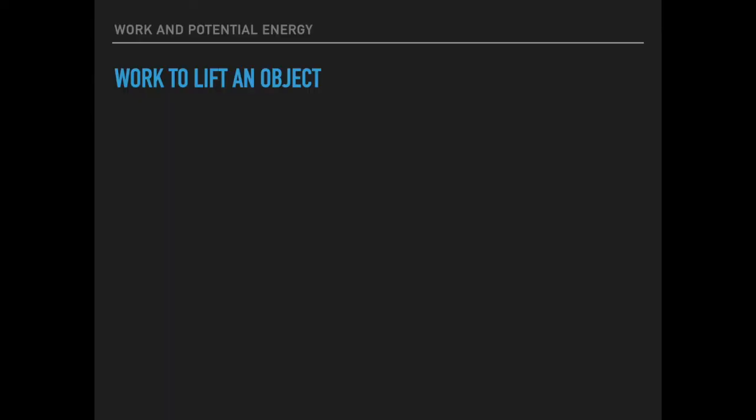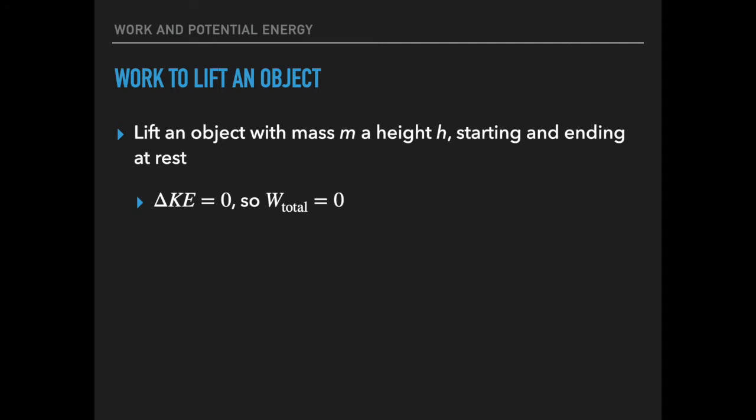Okay, now if we think about lifting an object a certain height, and you started and ended at rest, how much work would you have to do? Well, if we start with the object at rest, we lift it a certain height, and it ends at rest, then the change in kinetic energy is 0. So that means that the total work done on the object is 0. Now, what forces are doing work?